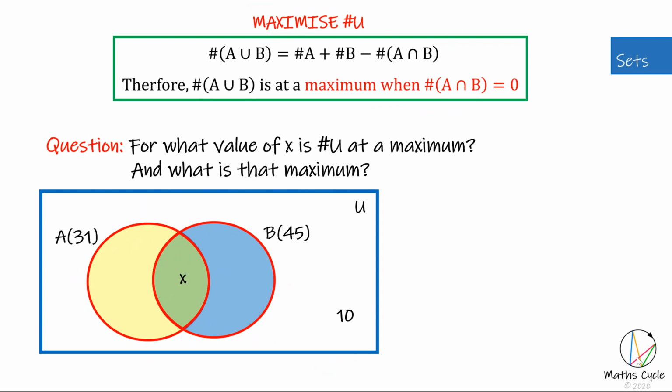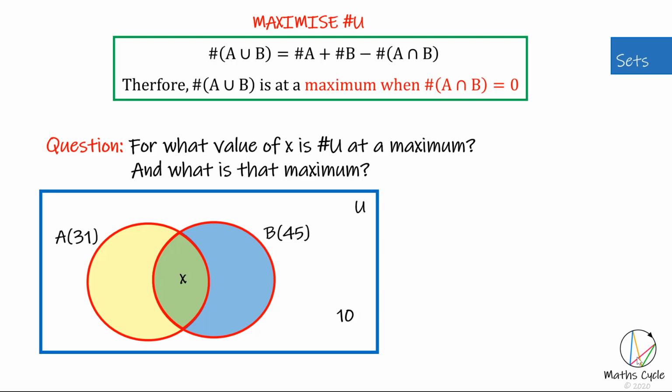So that brings us on to questions where we can be asked to maximize the cardinal number of U. So what we've just learned is that the cardinal number of A union B equals the cardinal number of A plus the cardinal number of B minus the cardinal number of A intersection B. So because of that, therefore, the cardinal number of A union B is at a maximum when the cardinal number of A intersection B equals 0. So in layman's terms, what that means is that the amount of elements in A union B is at its most if there's no overlap between A and B, if there's no intersection.